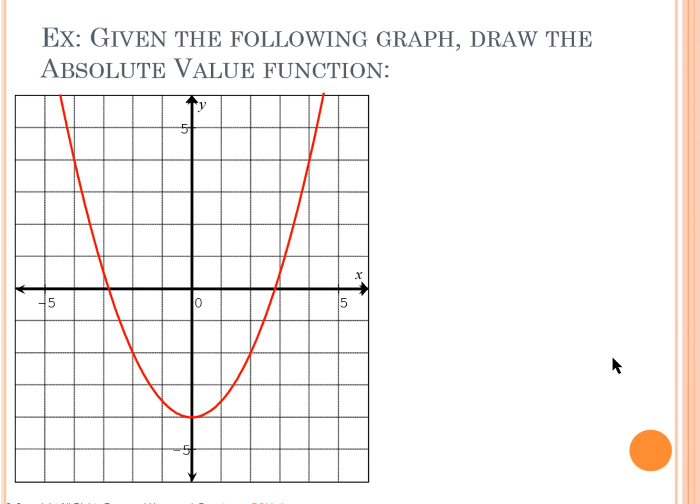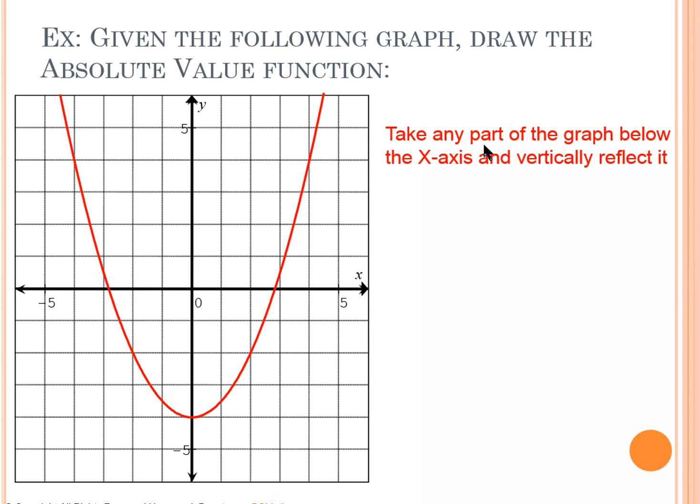All right, let's take a look at another example here. Given the following graph, draw the absolute value function. Step number 1 is you need to find any values that are below the x-axis. So take any part of the graph below the x-axis and vertically reflect it. So this part right here that I'm highlighting is definitely below the x-axis.